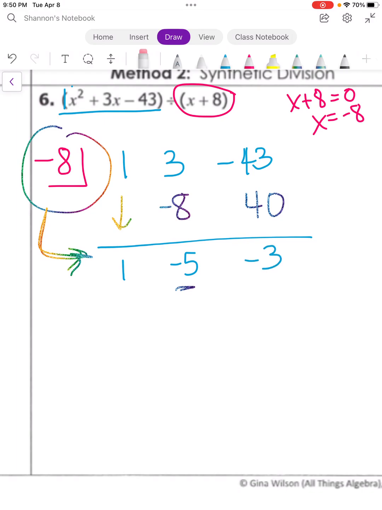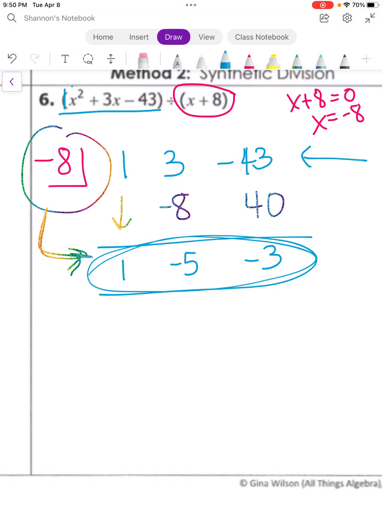Now my answer comes from these coefficients here. It's kind of like how you got the original line by using the coefficients of the problem. I'm now going to use these as my coefficients. I started as an x squared. I divided by x, so this is going to be 1x. Minus 5, this number is my remainder.